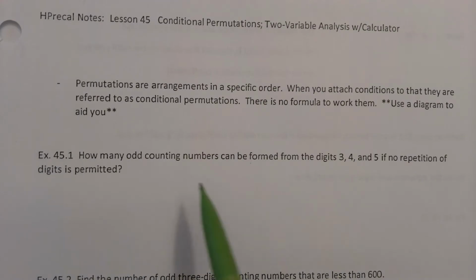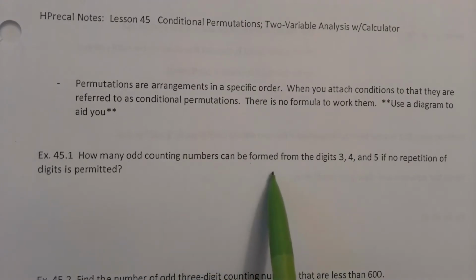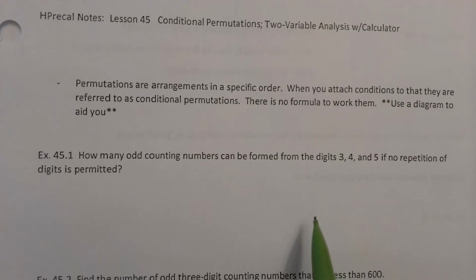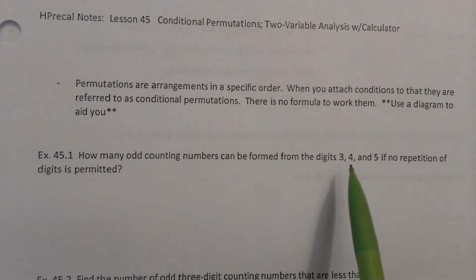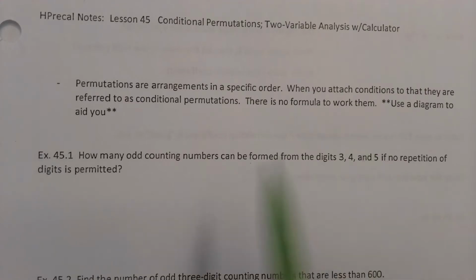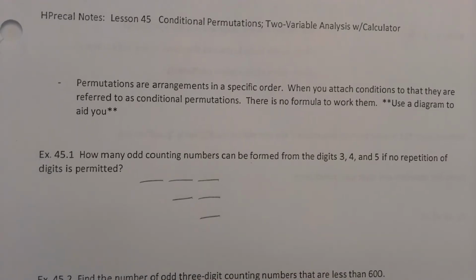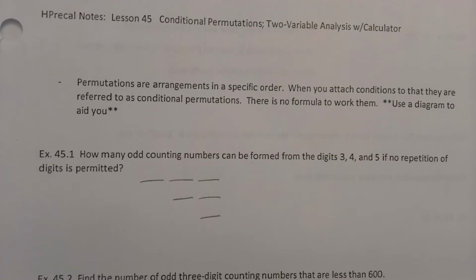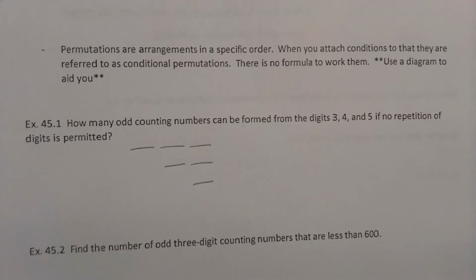It says, how many odd counting numbers can be formed from the digits 3, 4, and 5 if no repetition of digits is permitted? Well, if they're odd counting numbers and you can use these 3 digits, it's not saying it has to be 3 digits. It's saying it can be 3 digits, but that means it could possibly be 2 or even 1 digit. So you put a little spot for however many digits you have. Then, in each one of those, you're going to put your number of choices.